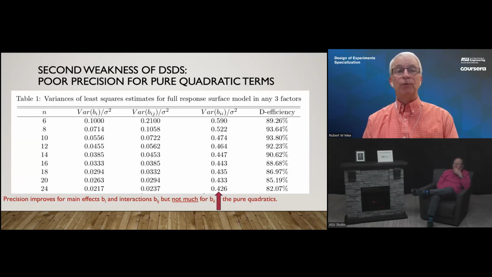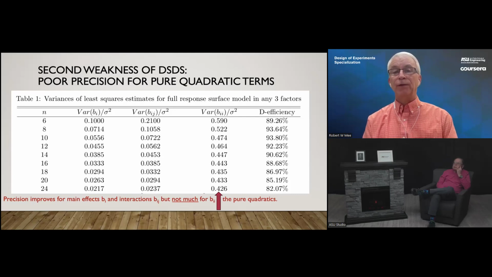Here, the rows represent different size DSDs, from 6 up to 24. As we go from row to row down this table, we are increasing the sample sizes. And you can see how the variance for the linear terms decreases at a good rate, 1 over n. The interaction coefficients also are becoming increasingly precise as we increase the size of the DSD.